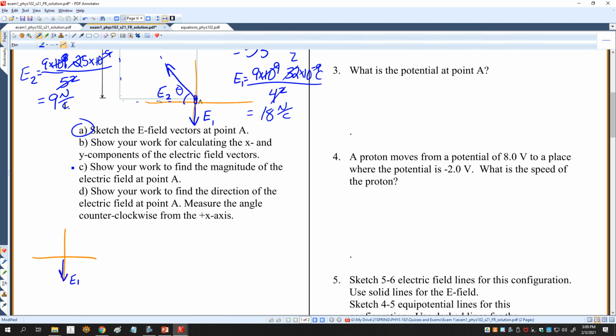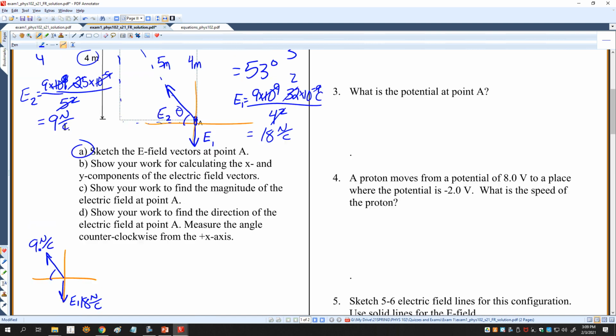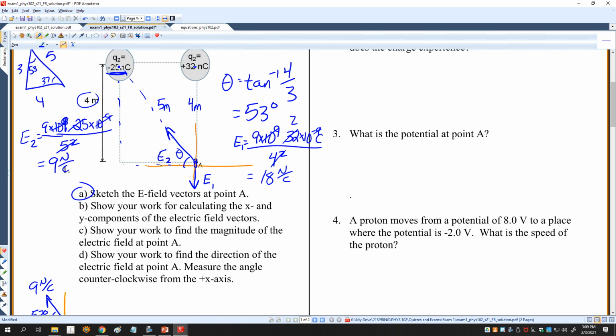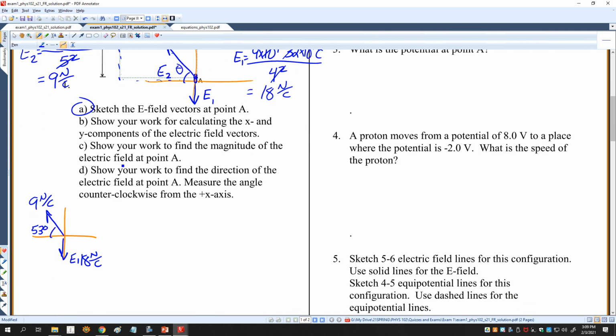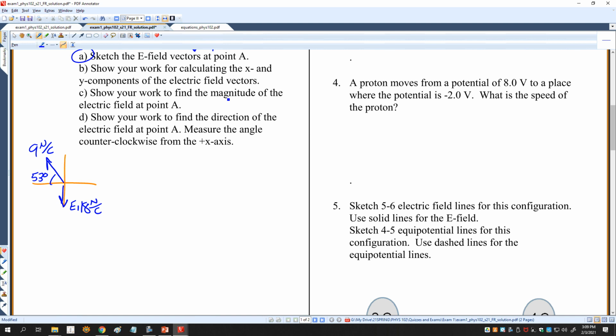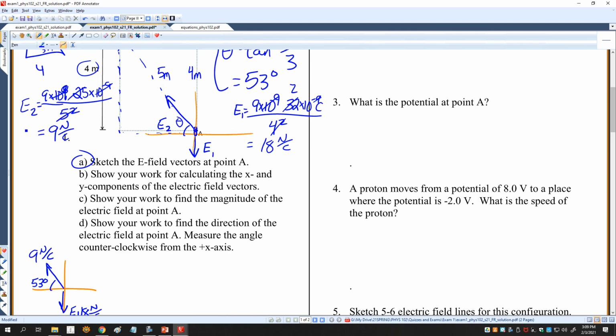So coming down here, E1 is 18 newtons per coulomb. And then E2 is 9 newtons per coulomb at an angle of, what did I say it was, 53 degrees. Remember, this angle right here opens up onto the big side of the triangle right here. So it's the bigger of the two angles, 53 degrees. Or you can do this inverse tan of opposite over adjacent. Now, find my x and y components.